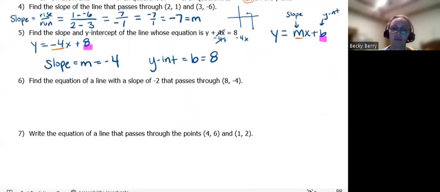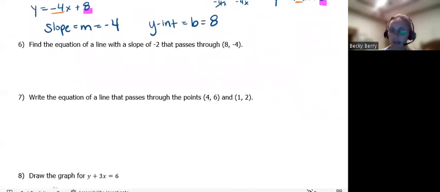Find the equation of a line with a slope of negative 2 that passes through 8, negative 4. So we know we're starting with y equals mx plus b. And we have the slope, so that's our m. We can put that in right here. But we still have 3 variables. We have a y, an x, and a b.